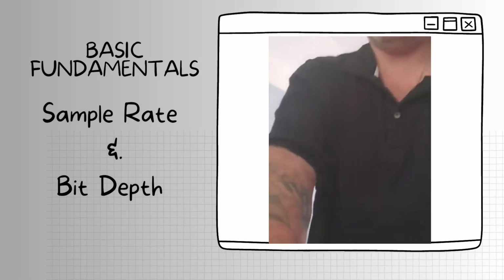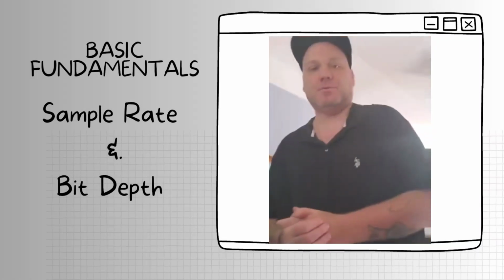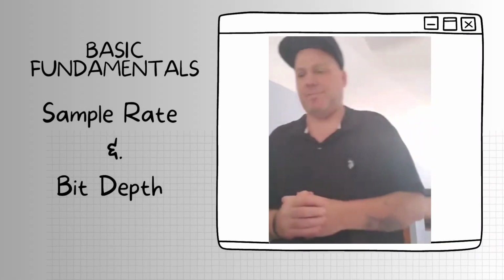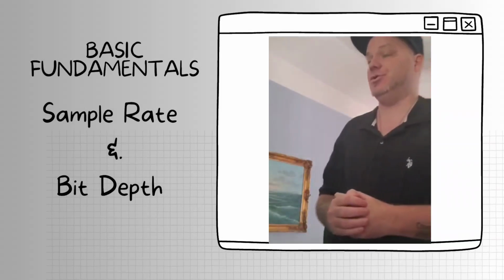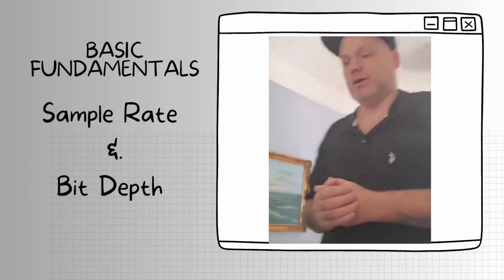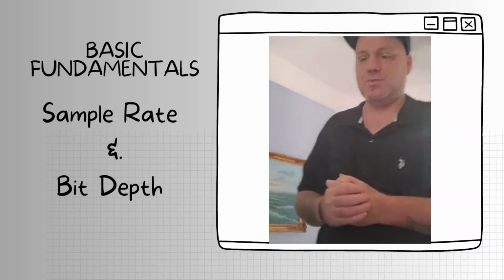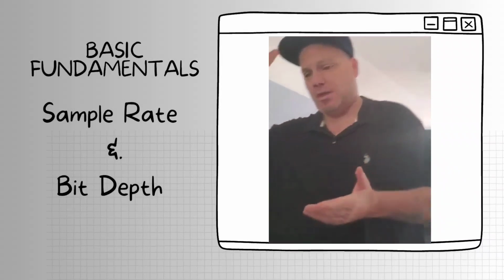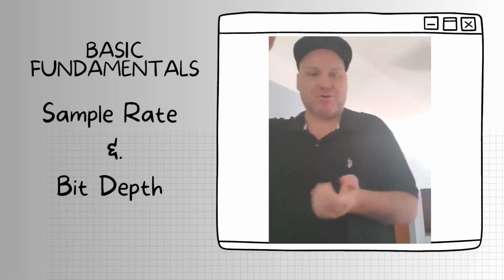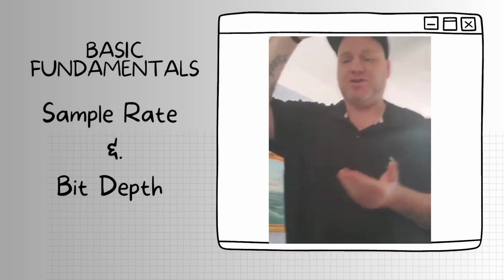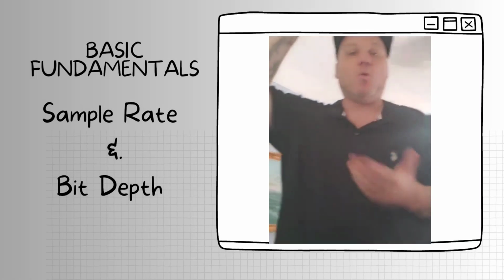Now, let's go into bit depth because there is a relationship between sample rate and bit depth. A bit depth is the number of bits the computer uses to record the audio in every single sample. The bit depth relates to the dynamic range in audio. The more bits, the more dynamic range. Dynamic range is the ratio of the loudest sound to the quietest sound.